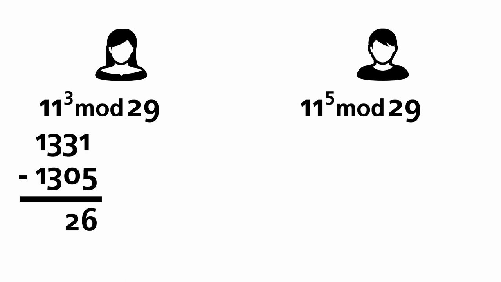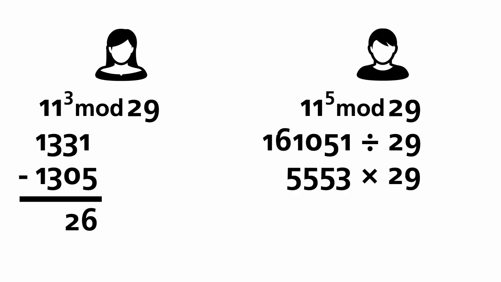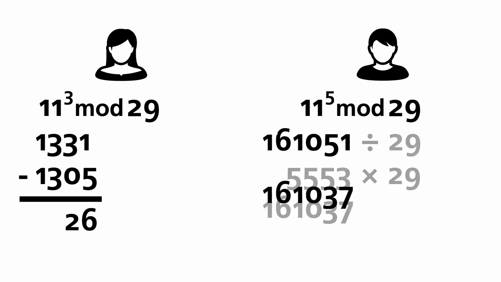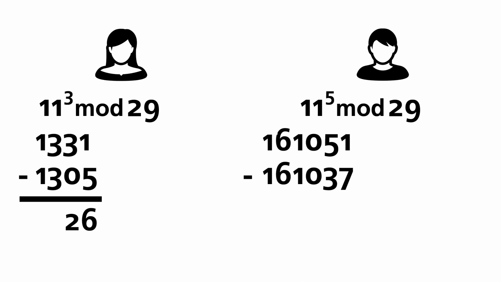11 to the power of 5 is 161,051. Bill calculates the remainder by finding the whole number through dividing this by 29. He then multiplies this whole number, 5,553, by 29 to get 161,037, and subtracts this from his first value to get 14.